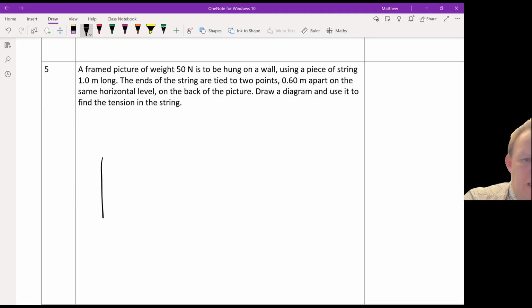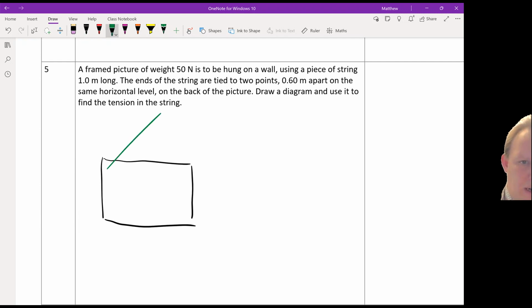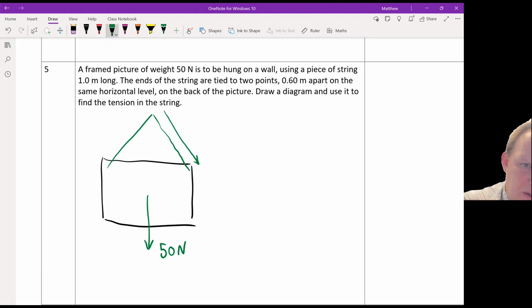So if this is my picture frame, we've got 2 lengths of string. We know the weight of the picture is 50 newtons. The piece of string is 1 meter long, so the length of each of these sections is 0.5 meters.